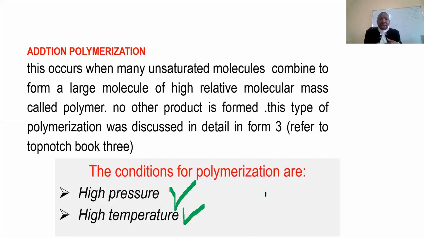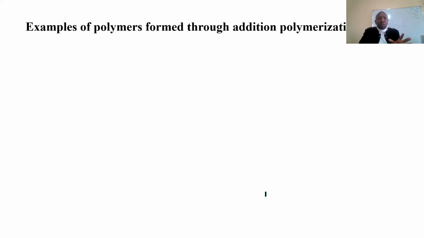But remember what I've said, that in addition polymerization, the monomers must be unsaturated, and the product is just one, not two. I think that point is clear. That is something that you did in Form 1 and in Form 3. So examples of polymers formed through addition polymerization are as follows.